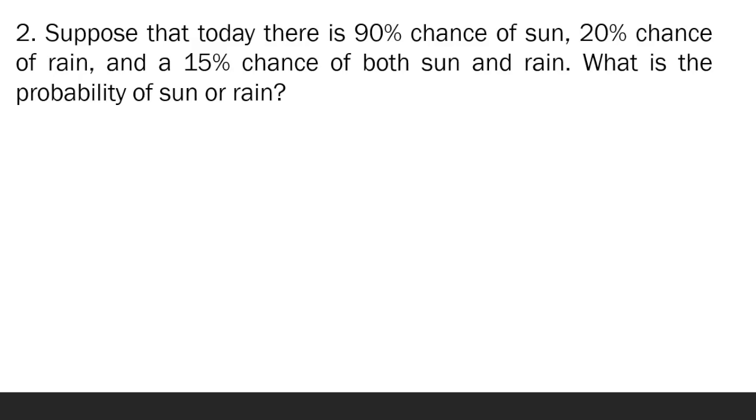Illustrative example number 2. Suppose that today there is a 90% chance of sun, 20% chance of rain, and a 15% chance of both sun and rain. What is the probability of sun or rain?